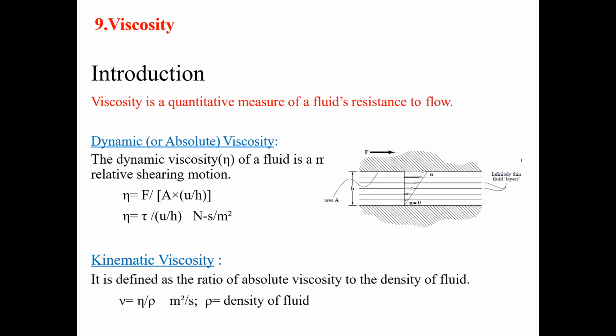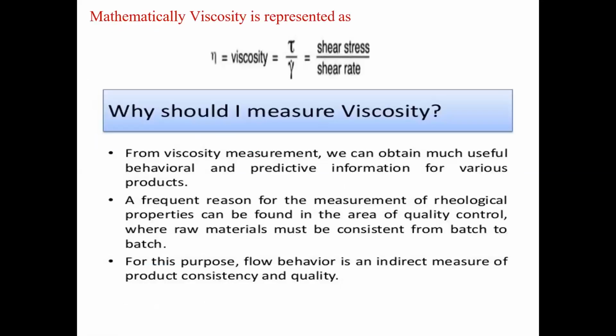The dynamic viscosity of a fluid is in relative shearing motion, and a formula is given. Then kinematic viscosity is defined as the ratio of absolute viscosity to the density of the fluid. So viscosity is nothing but shear stress divided by shear rate.